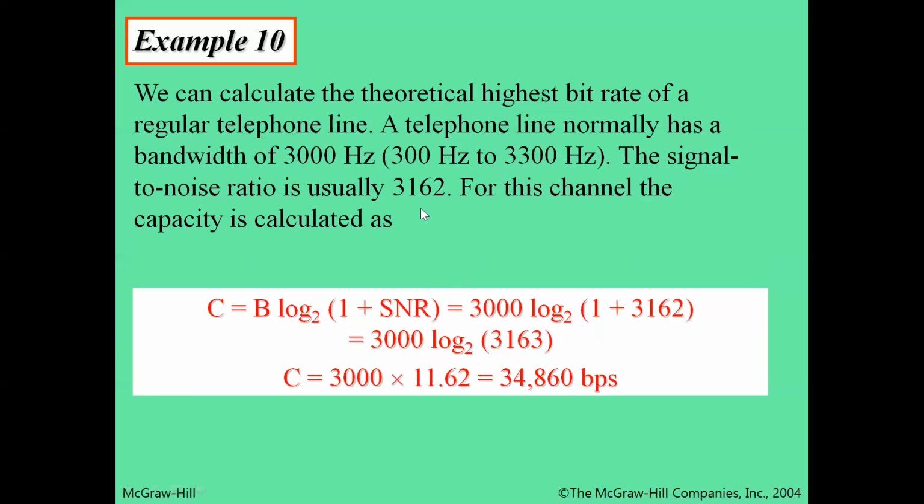And what is the value of SNR? It is directly given as 3162. So the value is 1 plus 3162, that becomes 3163. Log 3163 base 2, if we calculate its value on the calculator, becomes 11.62. So it is 3000 into 11.62, that becomes 34,860 bps. That is how we can calculate the maximum capacity in noisy and noiseless channels. And that's all for today's discussion.